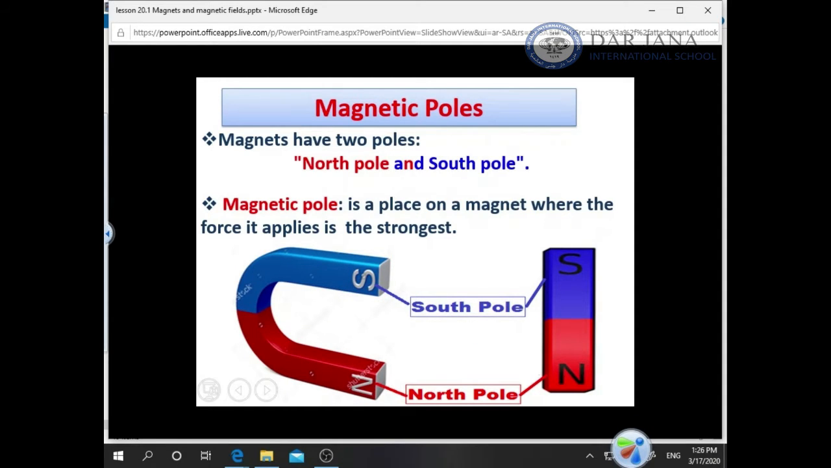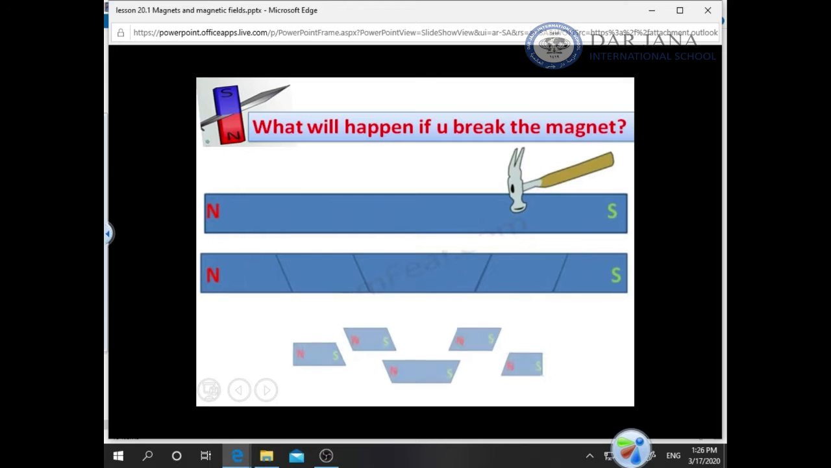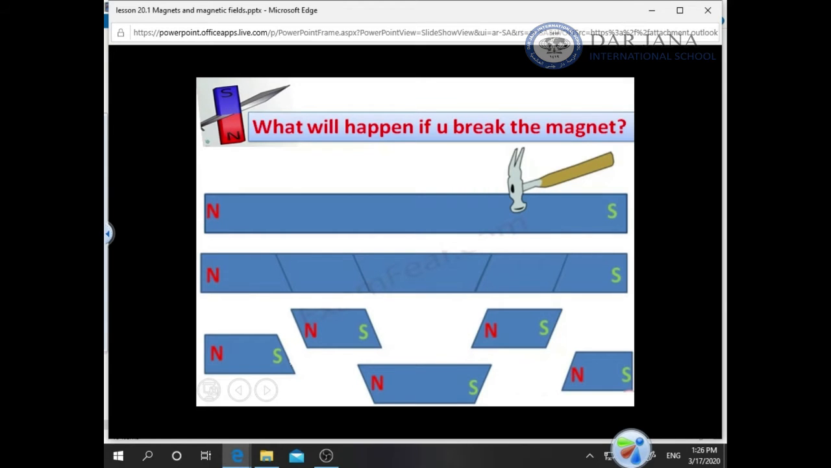What will happen if you break the magnet? As we can see here, if you break a magnet into pieces, each piece will have a north and a south pole.